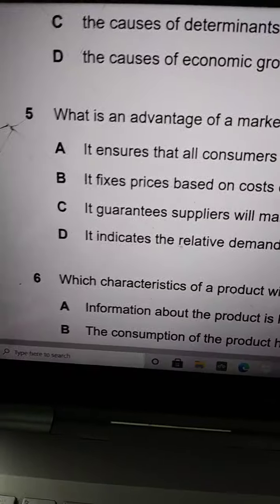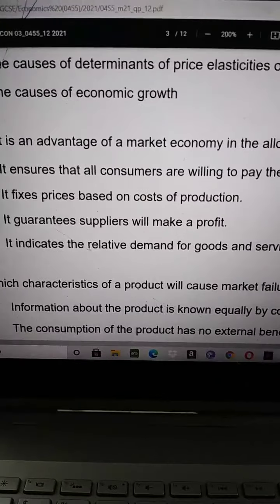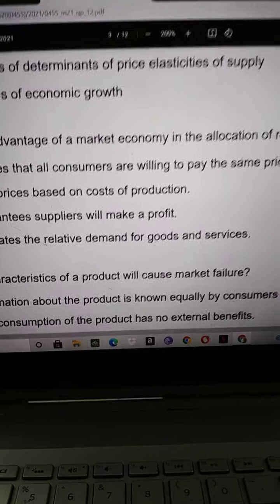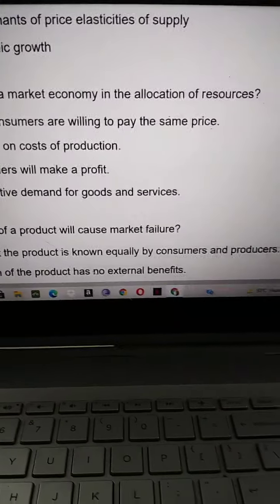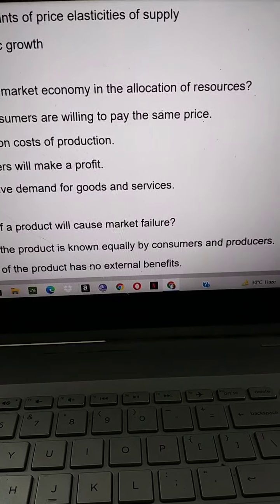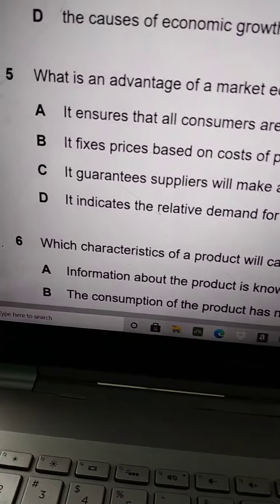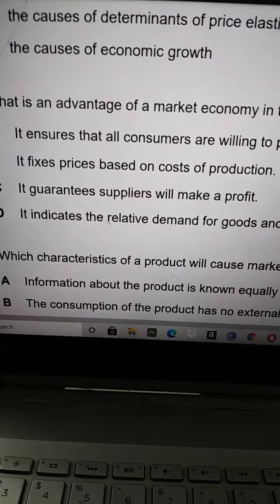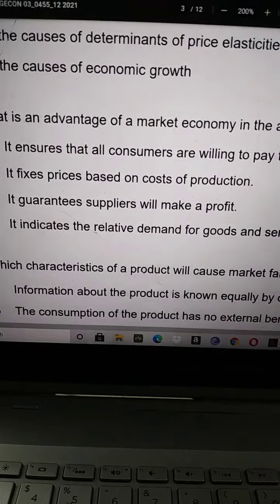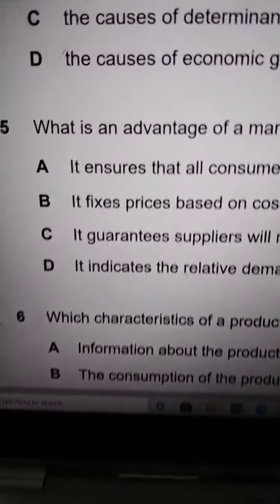What is an advantage of a market economy in the allocation of resources? The market economy is the free market economy, which is controlled by the private producers only, and there is no role or a very minimum role of the government. So, out of the options given, we have to see the advantage of the free market economy.